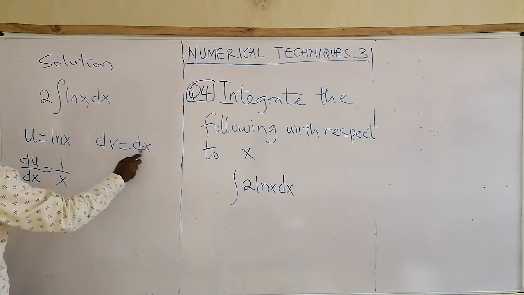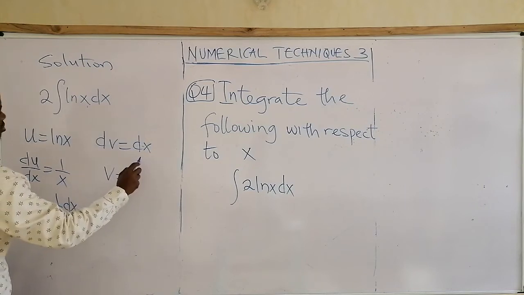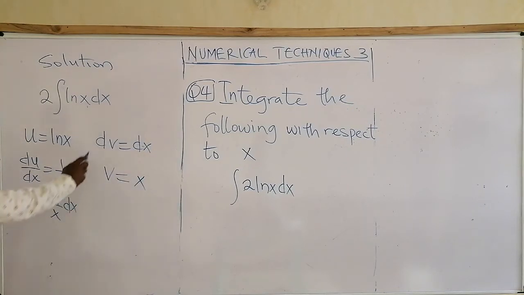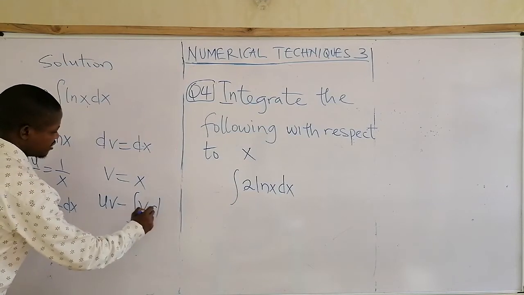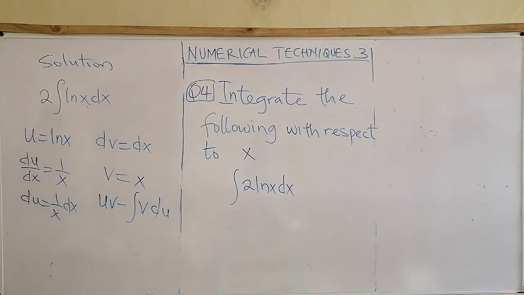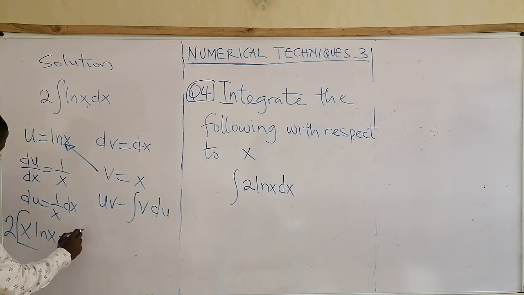Then can you integrate this one? V will be equal to x. So integrate both sides. So we have v equal to x. Then I'm using this formula uv minus the integral of v du. That's what I'm using. So my uv is this, which is x ln x. And don't forget the 2 outside. So the 2 outside, x ln x. Then minus the integral of v.